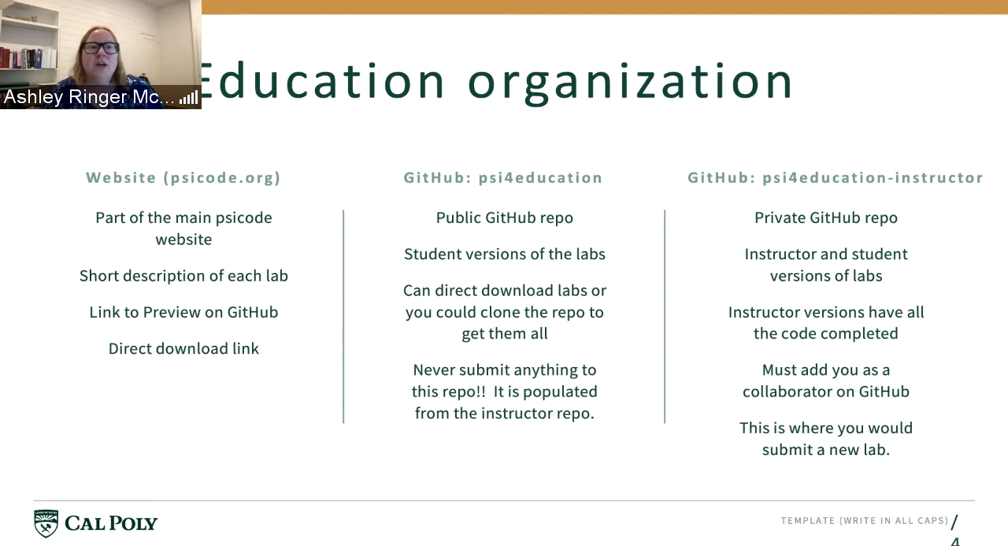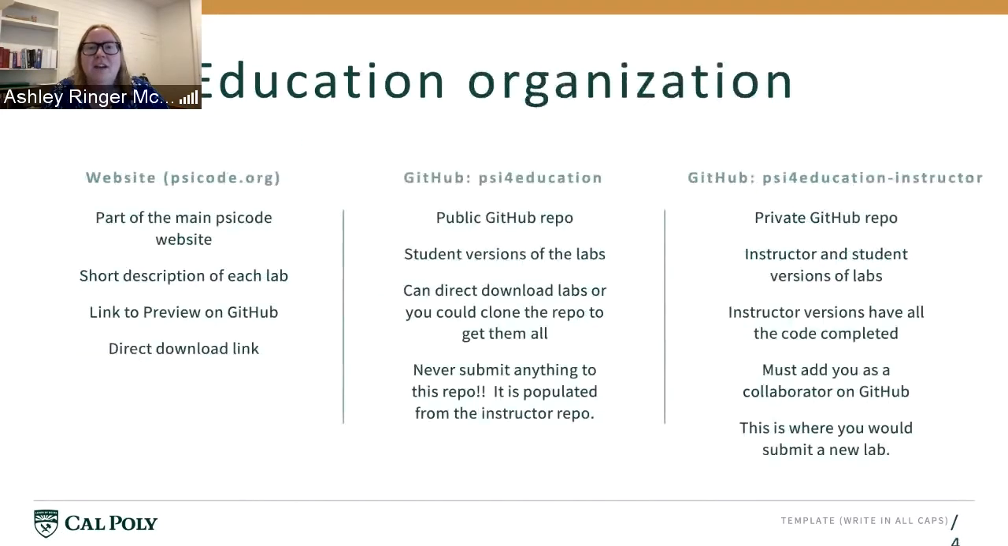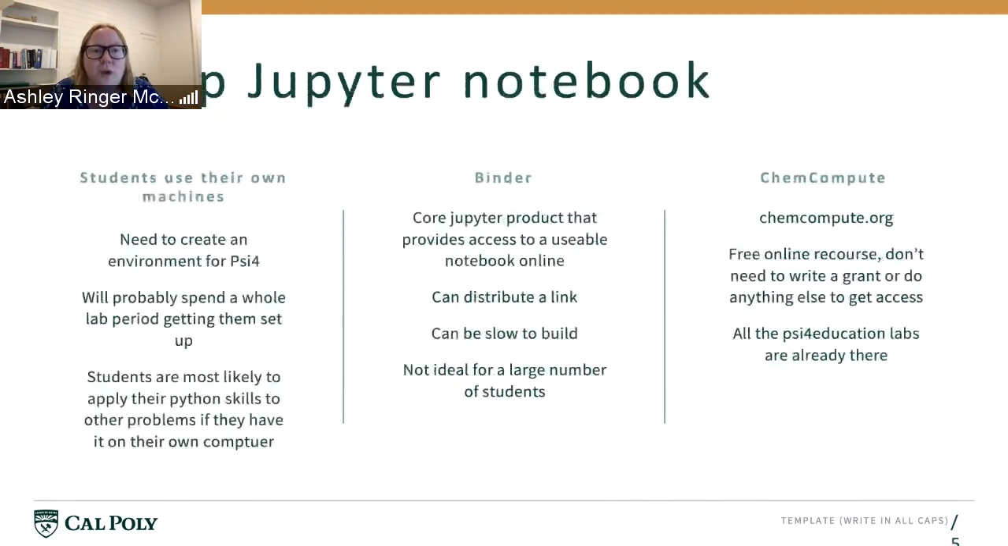Okay? So let's say that you're now kind of convinced and you're like, okay, Ashley, I do want to use these Psi4Education labs. Maybe I want to use some WebMO labs. Maybe I want to use some Psi API labs. How do I set this up? What are the options for my students to actually run their labs? So if you're doing the Psi API labs and you're using the Jupyter Notebook, you have pretty much 3 options that we know about.